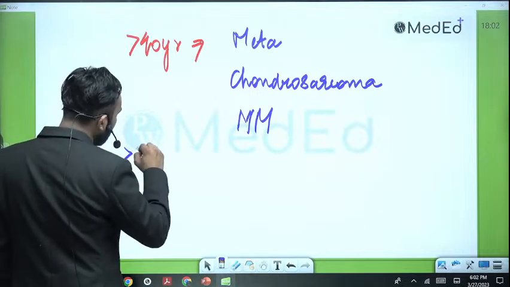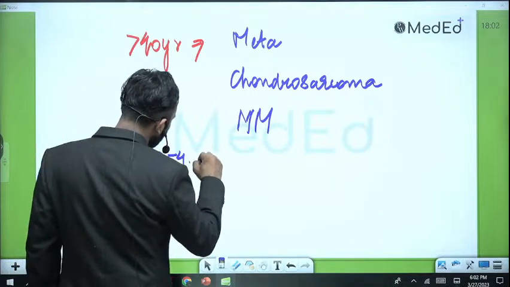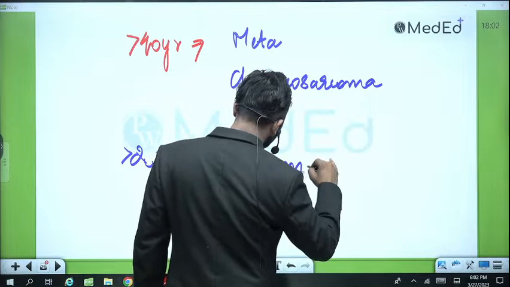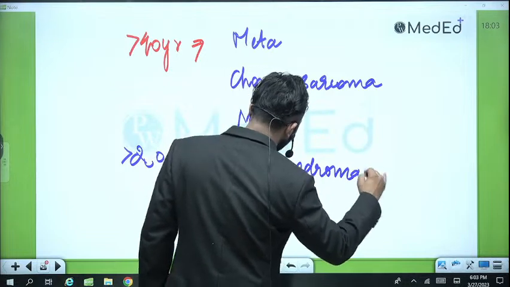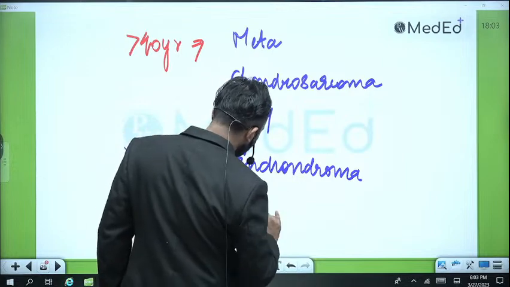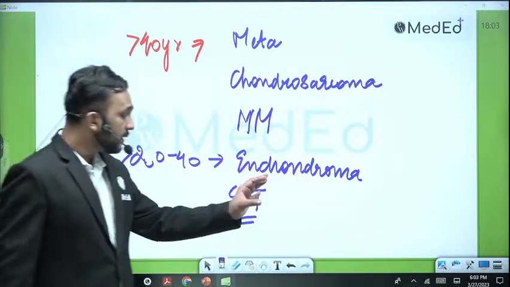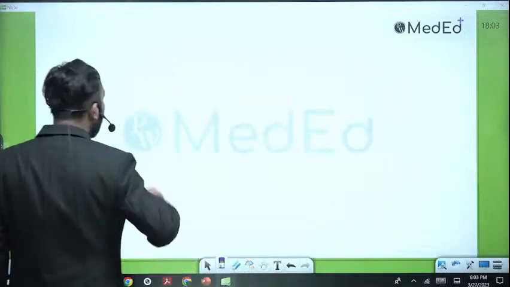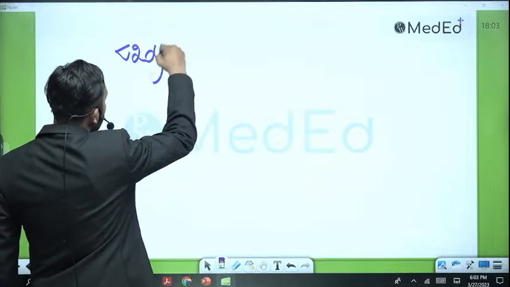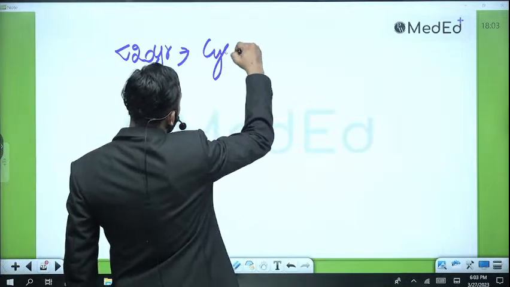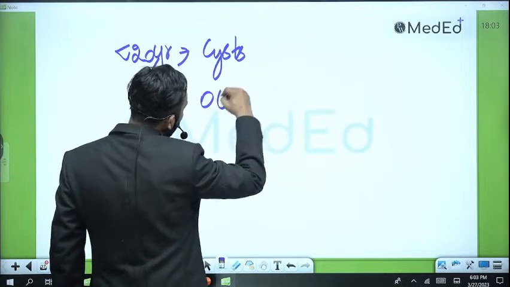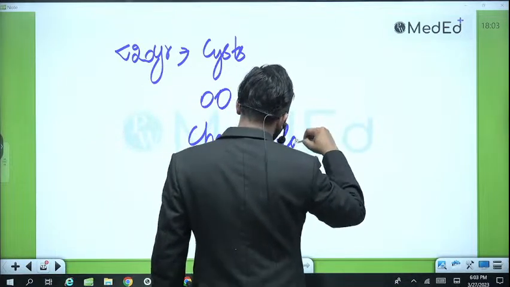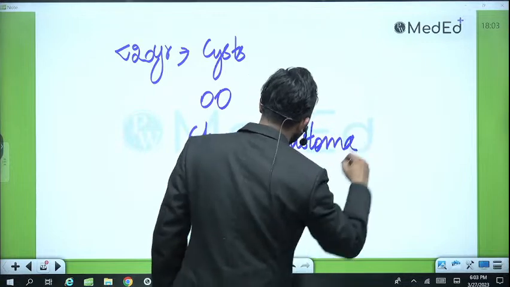Tumors common between 20 and 40 include enchondroma and giant cell tumor, right? Some tumors are common in a particular age group. And in less than 20 years, you should know bone cysts, then osteoid osteoma, chondroblastoma. These are common in less than 20 years of age.